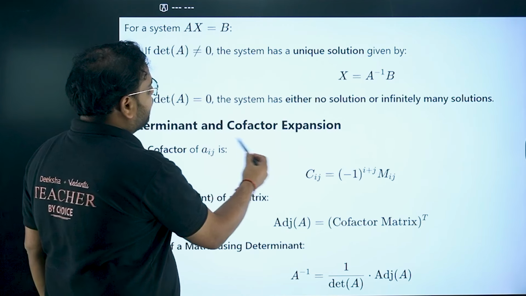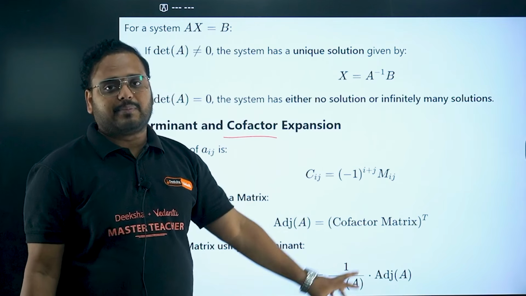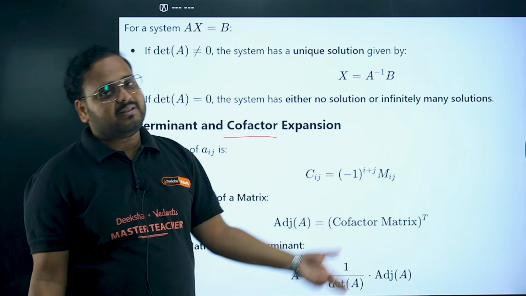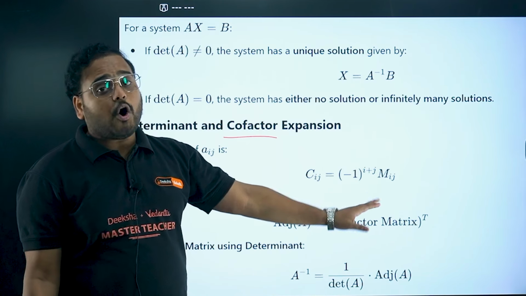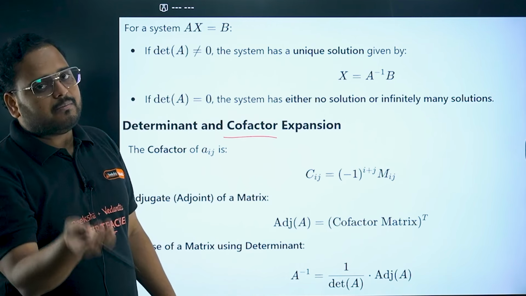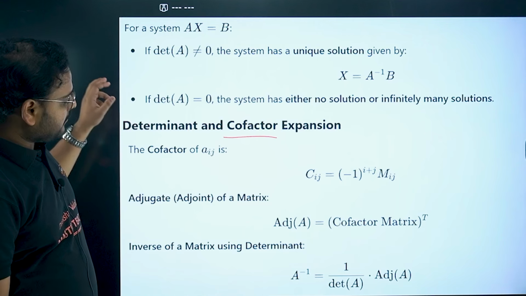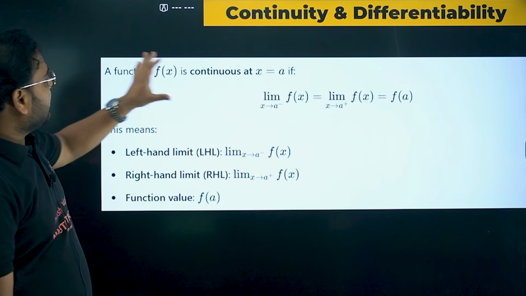Okay, this is the understanding of cofactor. How do we use it? Minor times of minus 1 power i plus j. If i plus j is even, it will remain the same sign. If i plus j is odd, the sign will become alternate. Okay, if it is plus, it will become minus, minus will become plus from minus perspective. Okay, chaliye. Let's move on. Continuity and differentiability now.